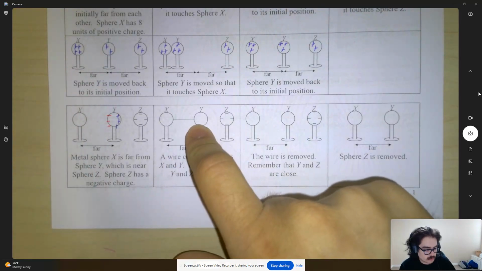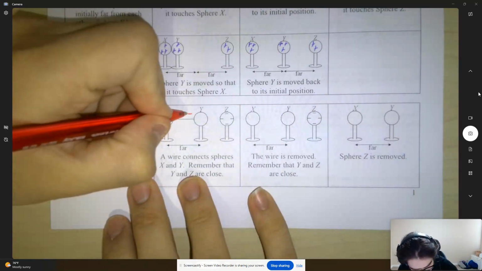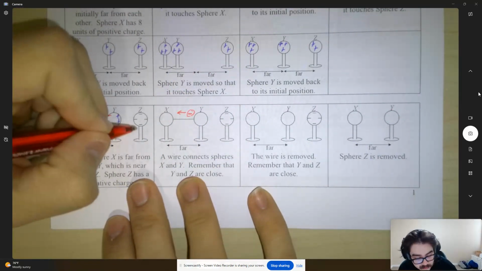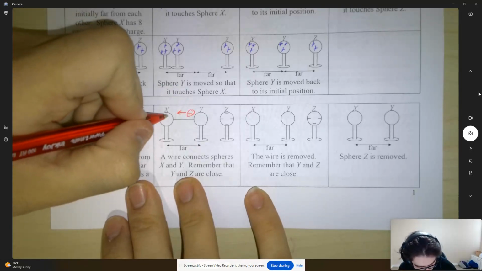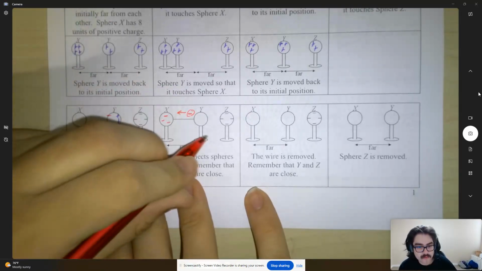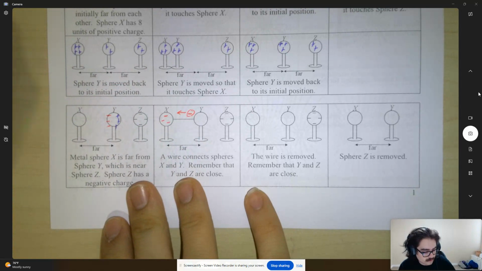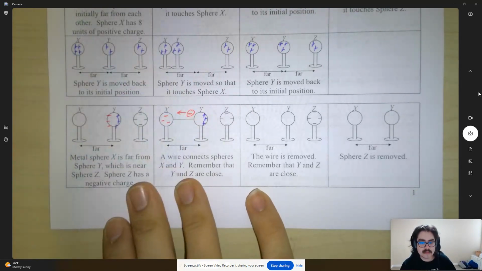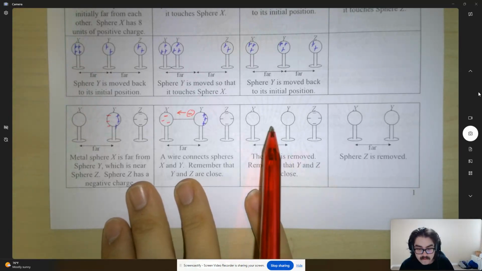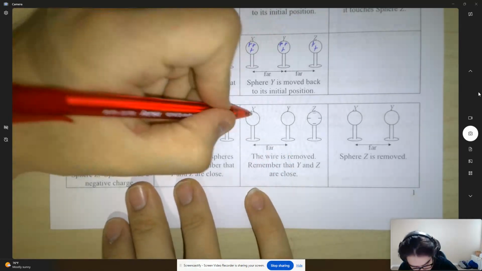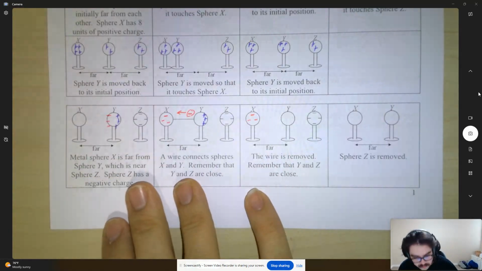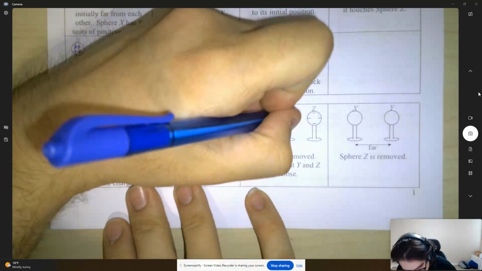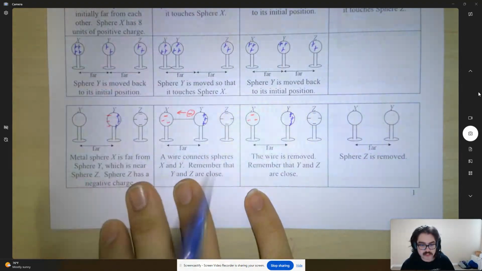This is connecting the two of them. So what's going to happen is the negative charges are going to go through the wire, and they're going to then equally distribute themselves on X because X is far away from Z. Okay? These positive charges are still basically held in place towards Z. When we take the wire away, those negative charges are still hanging out there. Okay? The positive charges are still here, so nothing really changes here.